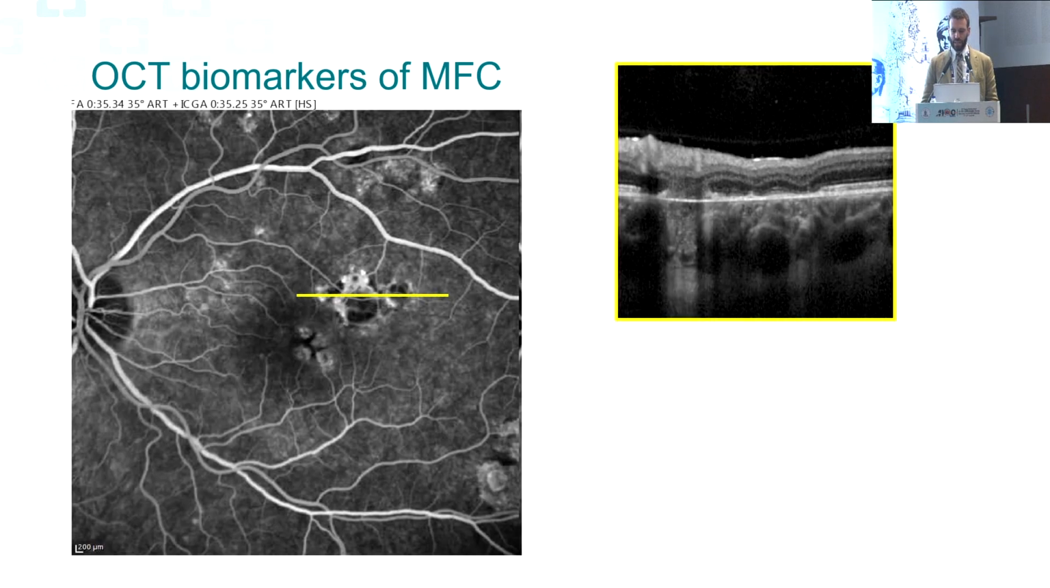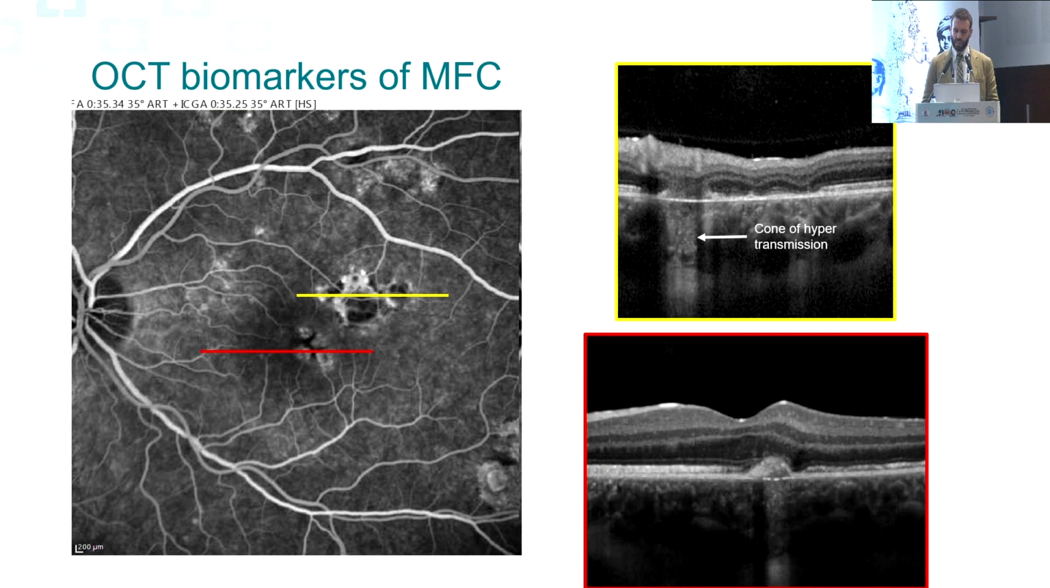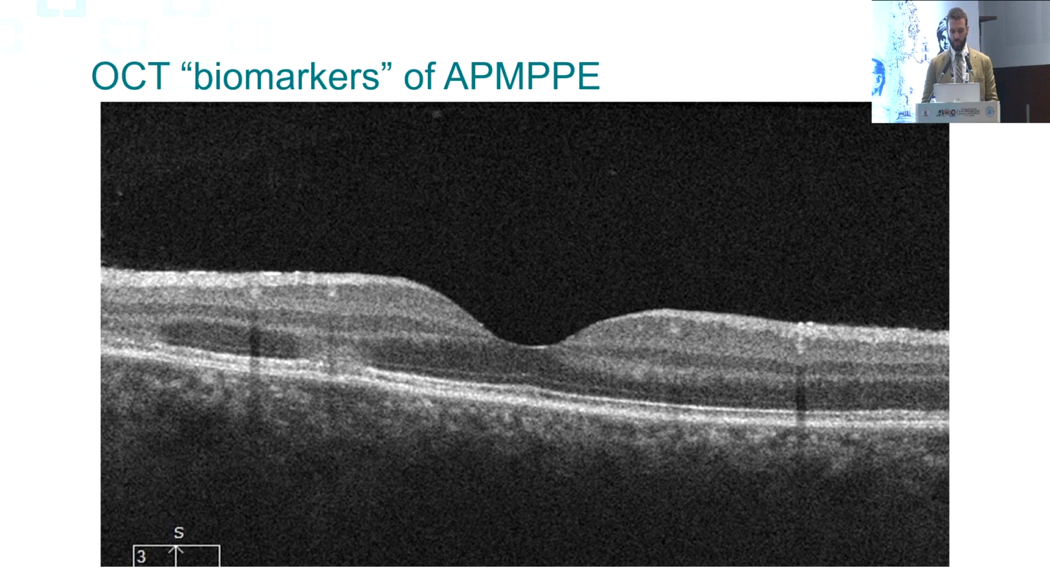And behind the material which is breaking through the RPE, there's usually this cone of hypertransmission. And when the material hasn't yet broken through the RPE, the cone is still there. Same thing happens, for example, in AMPPE. We heard about AMPPE, and OCT is giving them some signs: choriocapillaris ischemia, this alteration of the RPE, and the edema of the outer nuclear layers.